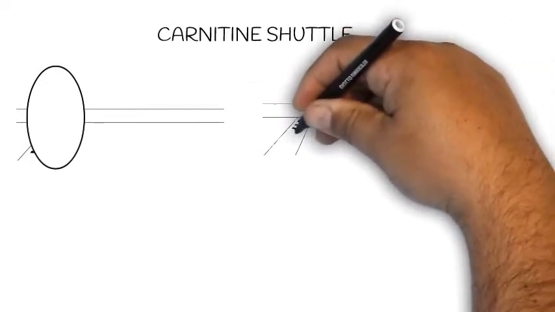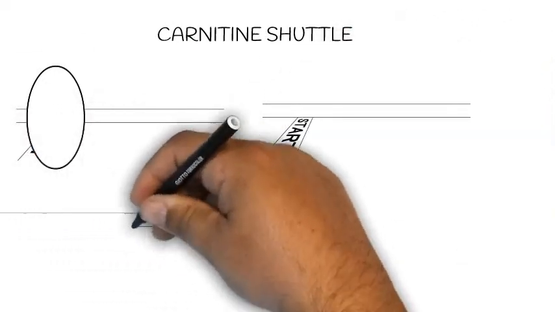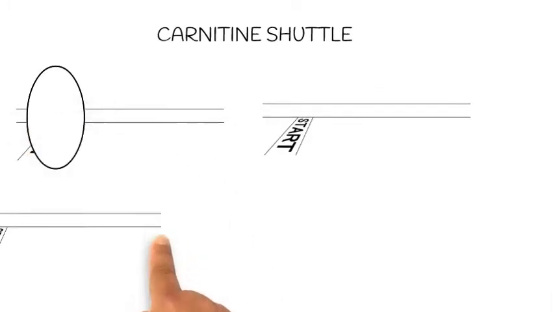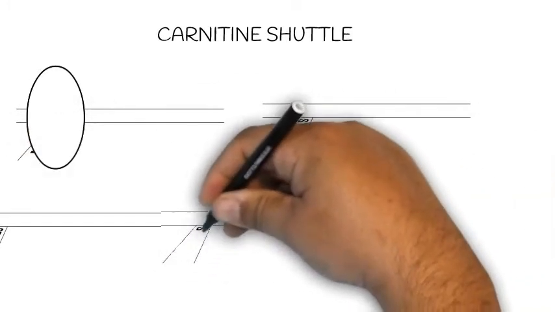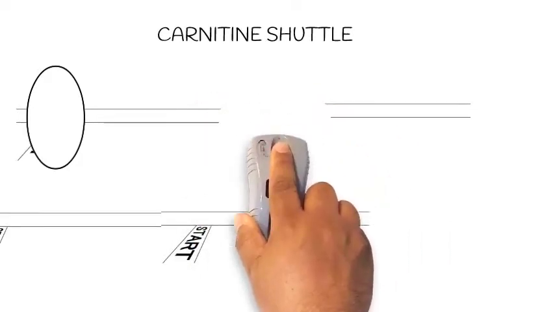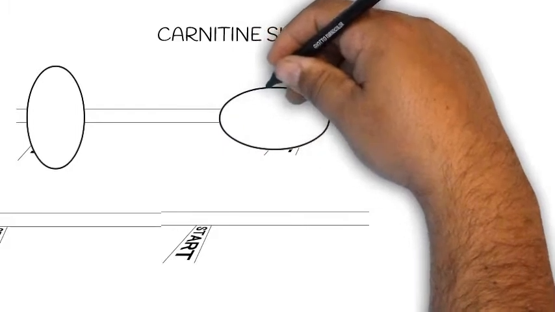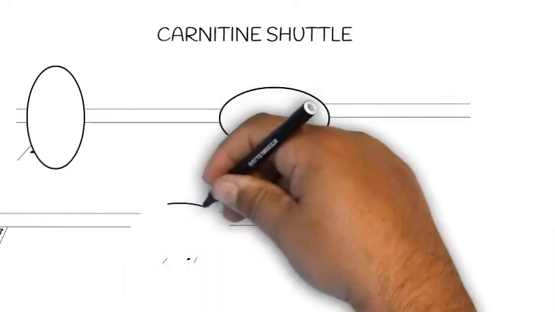Now, the long-chain fatty acids require the carnitine shuttle to move the fatty acid into the mitochondrial matrix. But fatty acids cannot cross the mitochondrial membrane, especially the inner mitochondrial membrane, and that is why we need this carnitine shuttle.